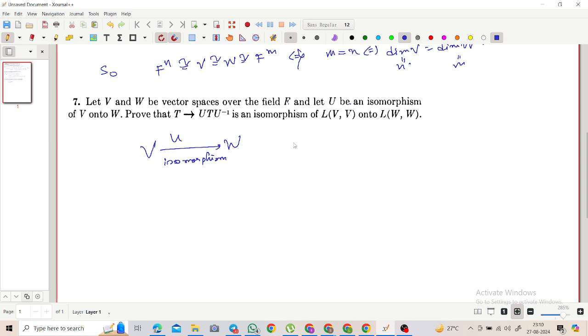Now they are defining a linear map from L(V) to L(V). What is L(V)? That's the set of linear maps from V to V, also denoted by L(V). This is also denoted by L(W). They are defining a linear map by sending T to U T U inverse. First, we have to check whether it is a linear map at all. So let's check.